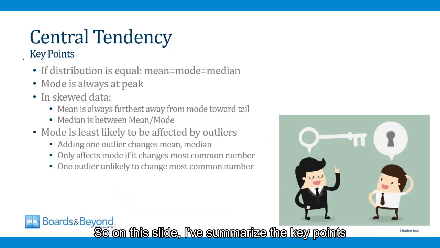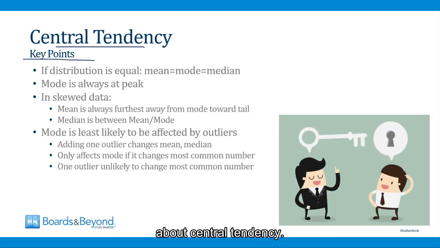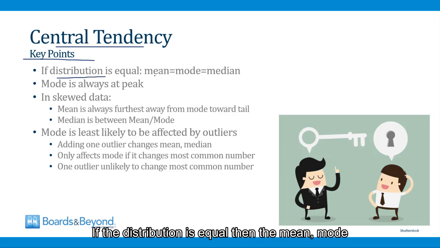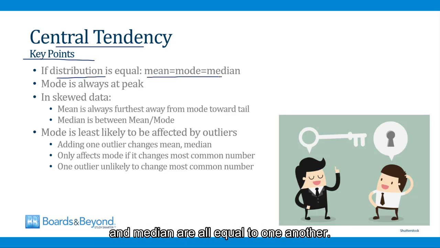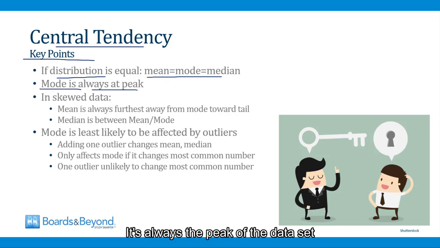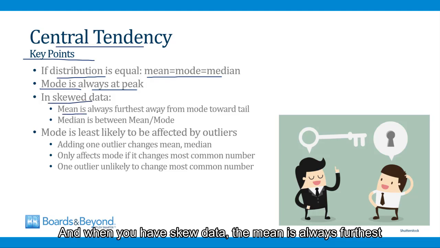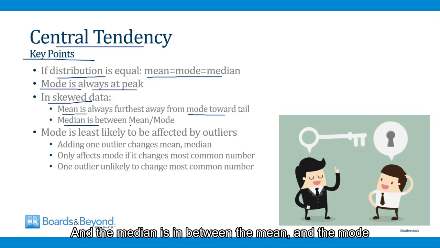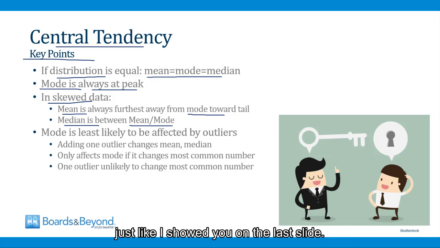So on this slide, I've summarized the key points about central tendency. They sometimes ask you about this on your board exams. If the distribution is equal, then the mean, mode, and median are all equal to one another. The mode is easy to find. It's always the peak of the data set when shown in a graph. And when you have skewed data, the mean is always furthest away from the mode towards the tail, and the median is in between the mean and the mode, just like I showed you on the last slide.